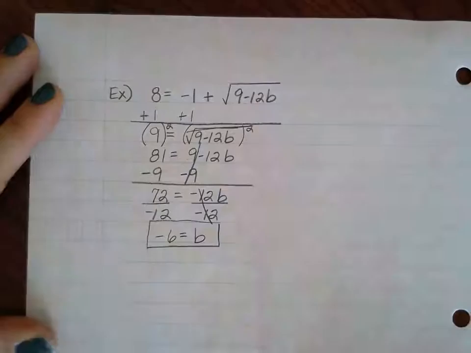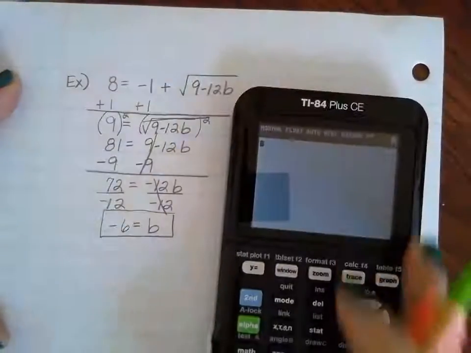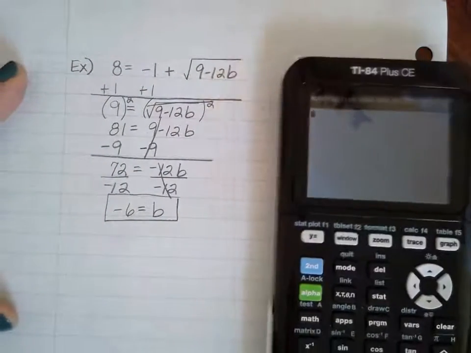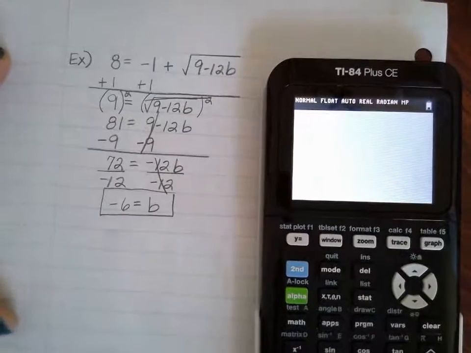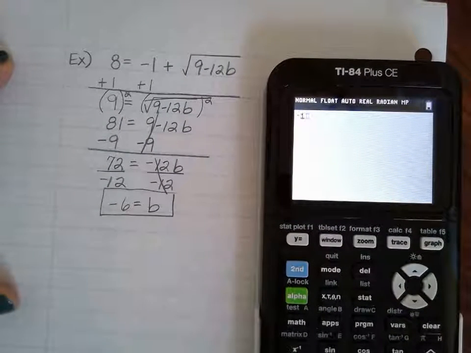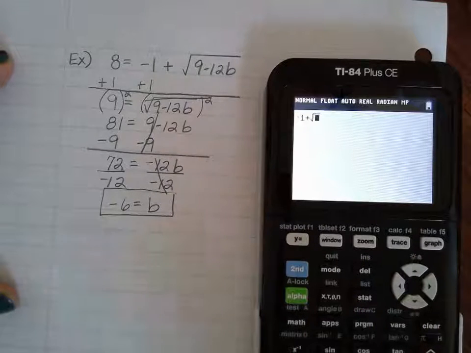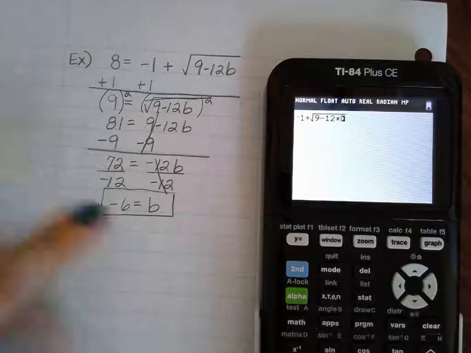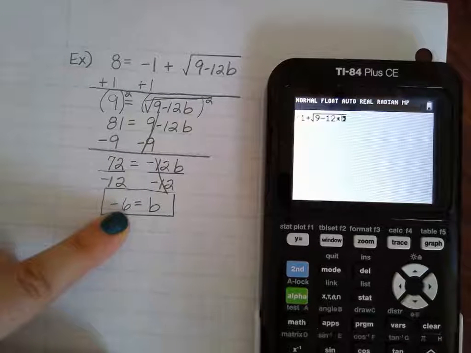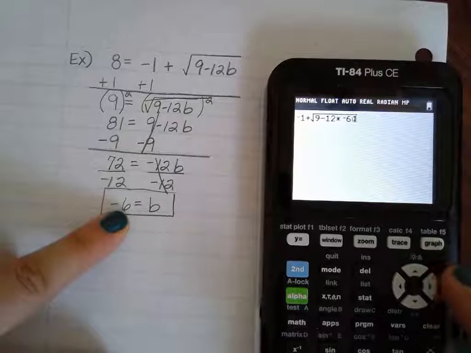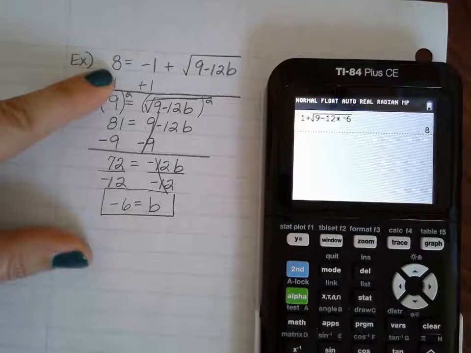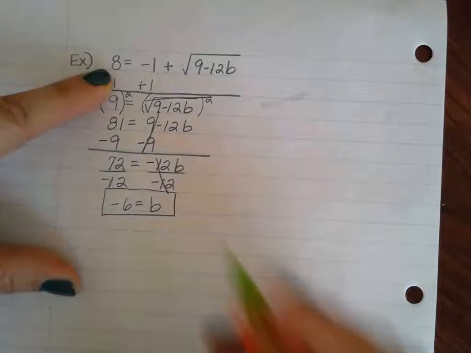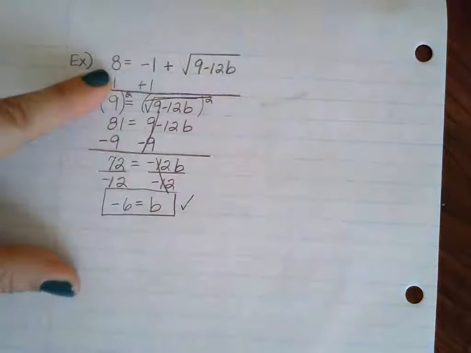Now we need to check it. So I'm going to plug in to the right hand side of the equation. Okay, so this is -1 plus the square root of 9 minus 12 times our answer. Our answer was -6. I plug that in and hit enter, and I get 8. That's a good thing. Therefore, this answer works.